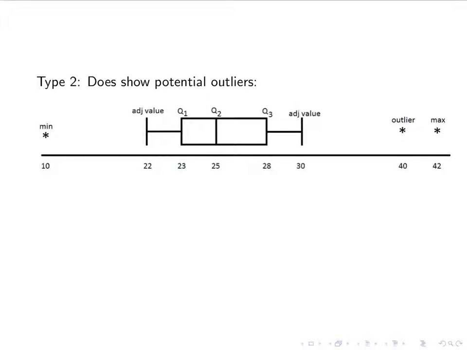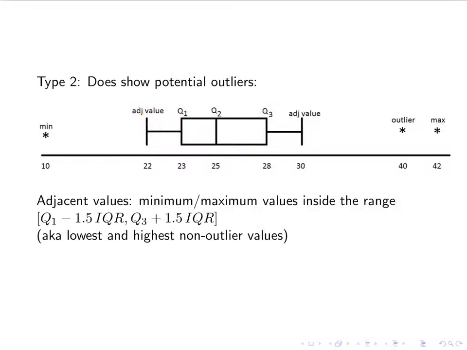Type 2 does show potential outliers. So the box is the same, the ends are still Q1 and Q3, there's still a line at Q2, but the lines outside of the box are a little different. So we have here, again, our box with the Q1, Q2, and Q3, and then we have what are typically called the whiskers. The whiskers don't extend to the minimum and maximum anymore, they extend to what are called adjacent values. And adjacent values are the minimum and maximum values inside that range that showed what was not an outlier.